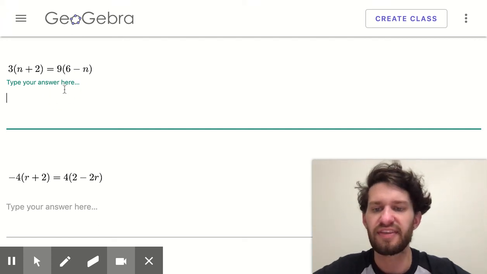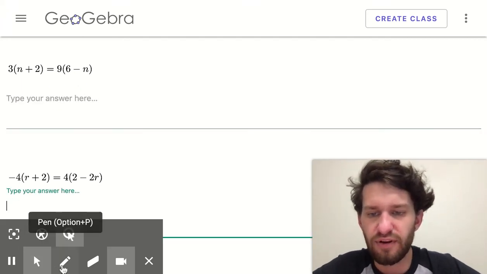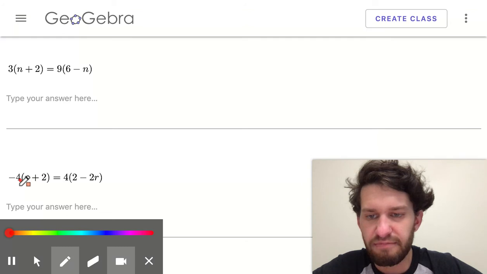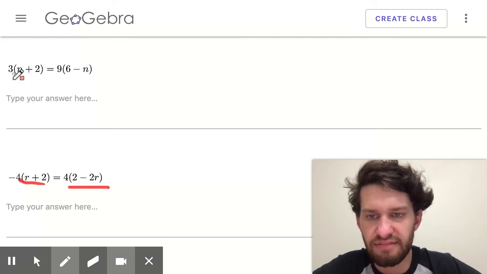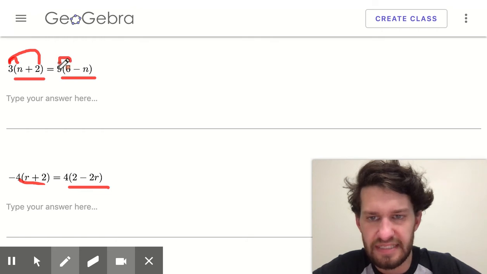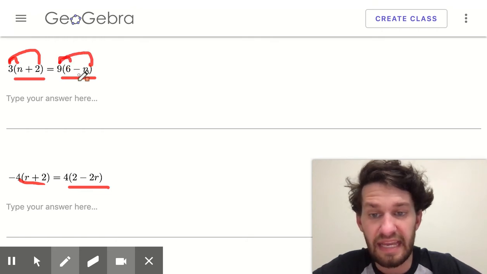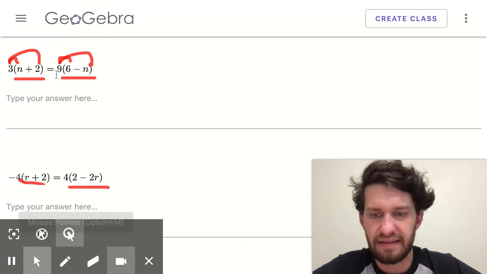So let's take a look at these next two problems. If you notice, both of these problems have parentheses on both sides of the equation. So I'm going to have to distribute both sides. I need to multiply 3 times n and 3 times 2. On the right side, I need to multiply 9 times 6 and 9 times negative n.